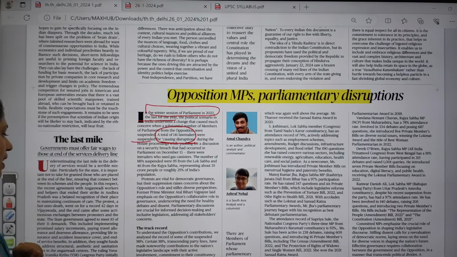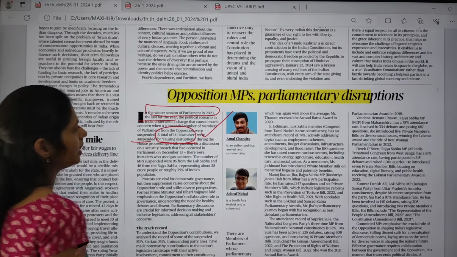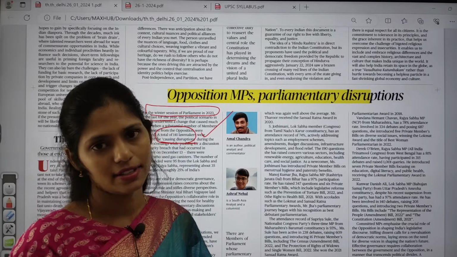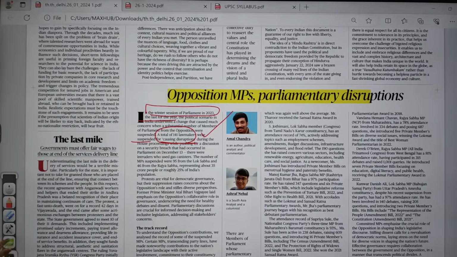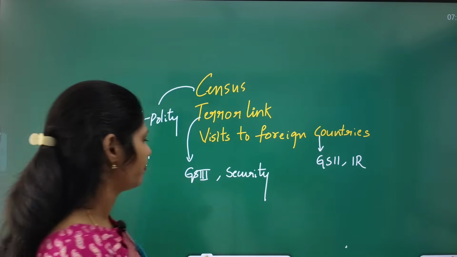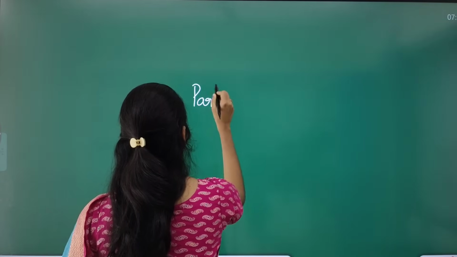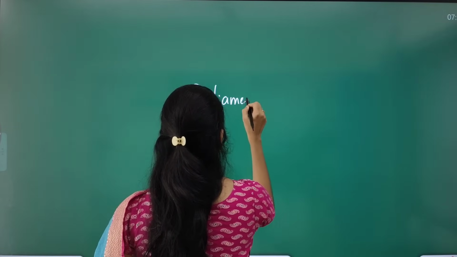So in this context, you have to see what parliamentary disruptions are and what the outcome of these parliamentary disruptions will be. And this topic is important from GS paper 2. So now let us see this topic. It is about parliamentary disruptions.